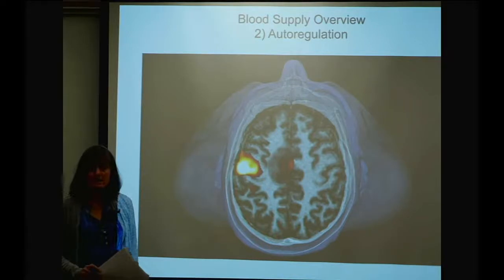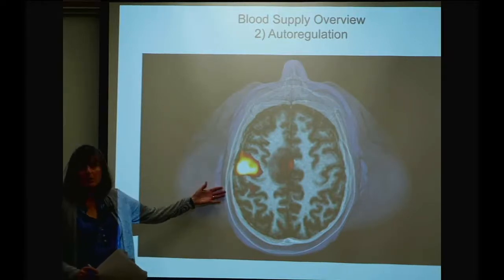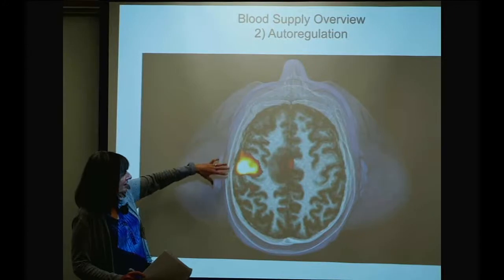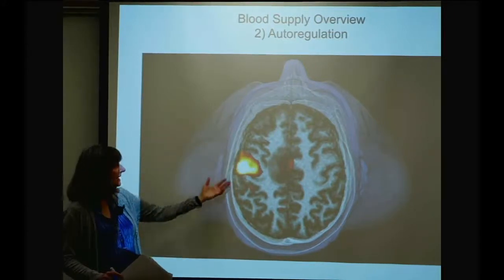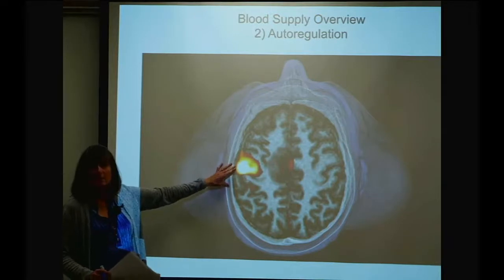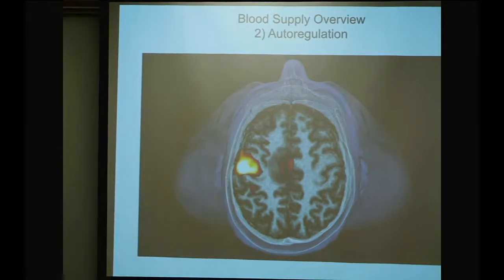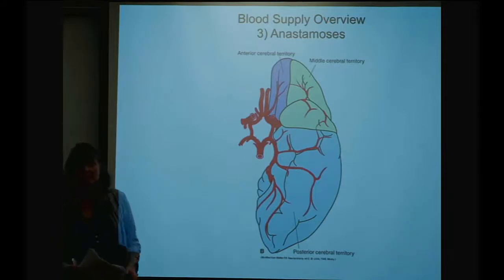This is unique to the central nervous system, and is actually the basis for functional magnetic resonance imaging, which is what's shown here. This bright spot here indicates increased blood flow, which indirectly shows the investigator or the medical personnel that that area of the brain is highly active. So that's autoregulation. Another concept that we need to be aware of is that of anastomoses.